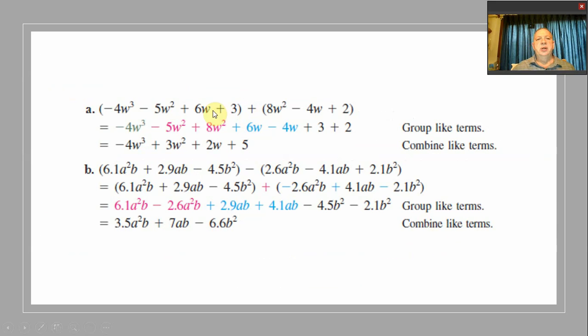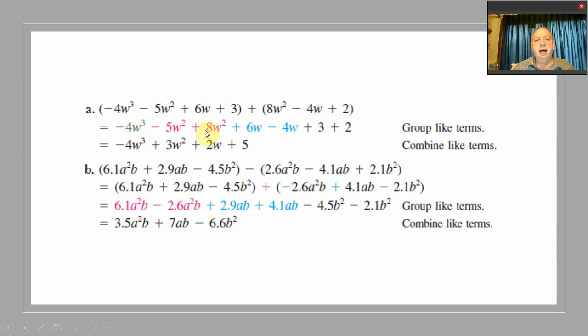Okay. So here's an example of that. I'm going to add the two polynomials, negative 4w cubed minus 5w squared plus 6w plus 3, plus the polynomial 8w squared minus 4w plus 2. All we're going to do is just remove the parentheses here. With the plus, I can just keep the same signs, and then I'm going to group. I only have one w to the third power here. I only have one of those.